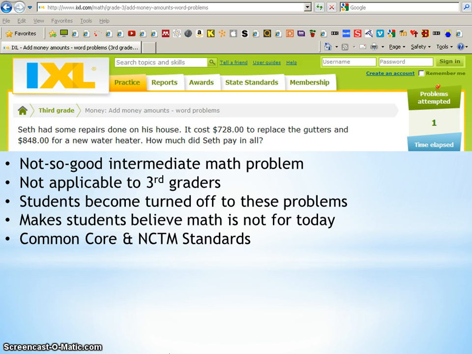In my life. So students will be turned off to these types of problems, and once again, even though it's in line with Common Core and NCTM standards, those are not the only qualities that produce a really good math problem. So those are the reasons why this is considered a not so good intermediate math problem.